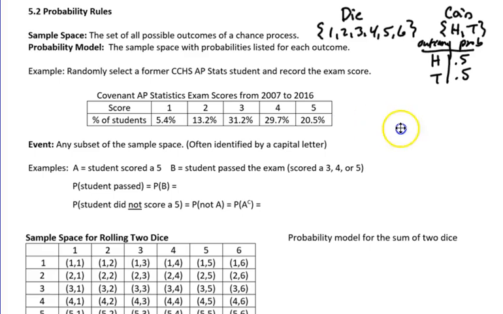And the next term to define is event. An event is any subset of the sample space. So for example, in the die model, we could say event A is rolling an even number. Or for the coin, we could say event A is getting heads when you flip a coin. So here we're going to define event A as a student scored a 5, and event B as the student passed the exam.